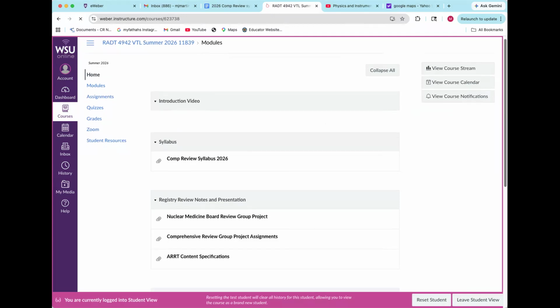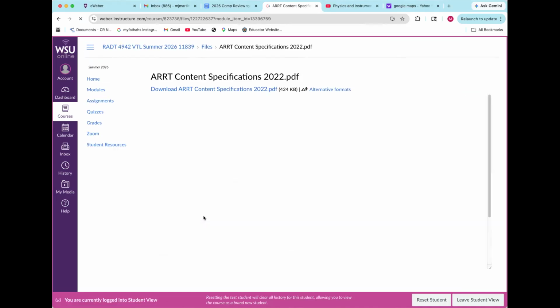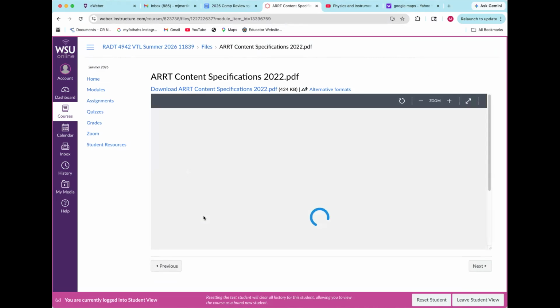Since the group project is coming up quick, I want to go there first. But the first thing I'm going to share with you today is the ARRT content specifications. If you don't know what this is, ARRT, for all of the specialties that they do, including just radiography, they put out content specifications for what to expect on their test.